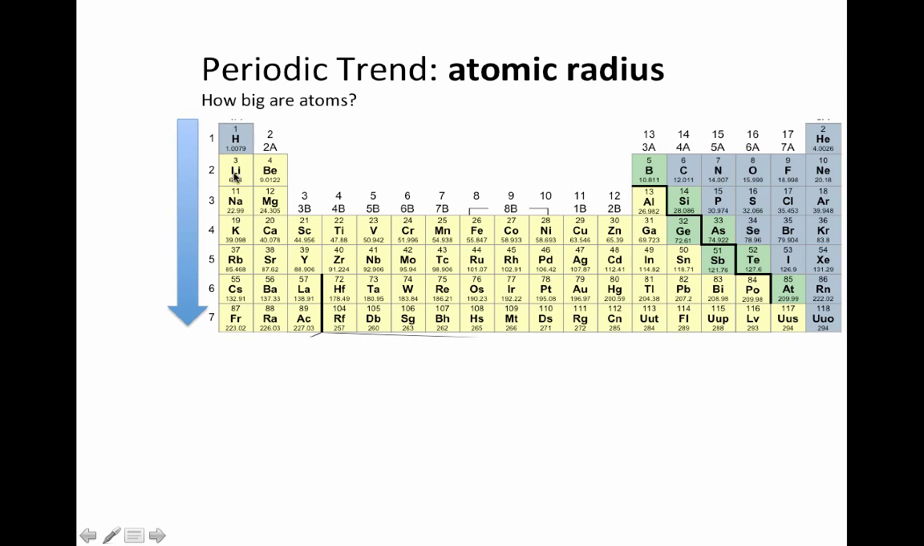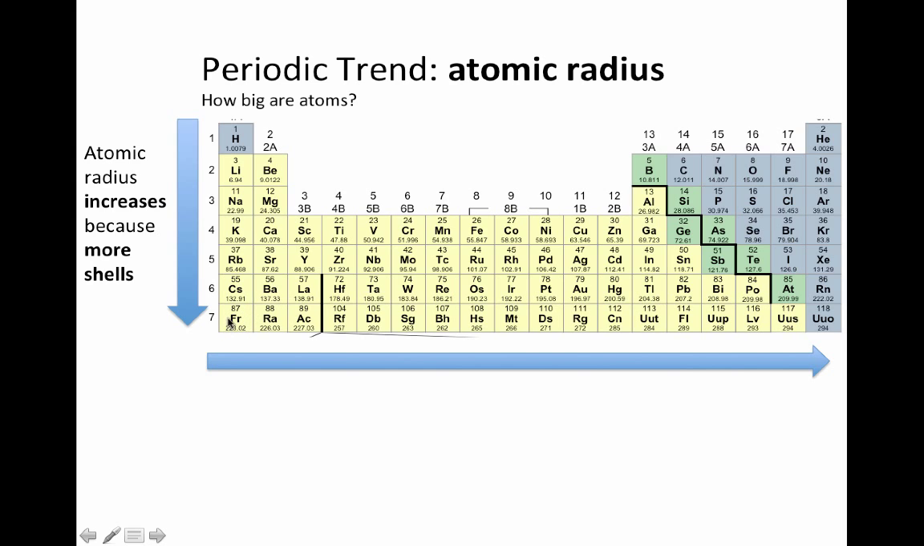Well, as we go down a column, we're adding more and more shells, going from n equals 1 to 2 to 3 to 4. And those shells keep getting bigger and bigger as n increases. And so the atoms also will be getting bigger and bigger as those electrons are further and further out. So the atomic radius increases because there's more and more shells.